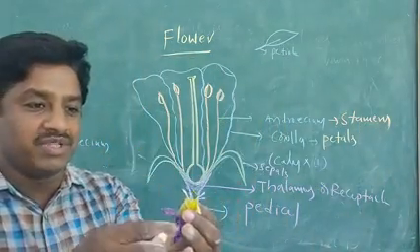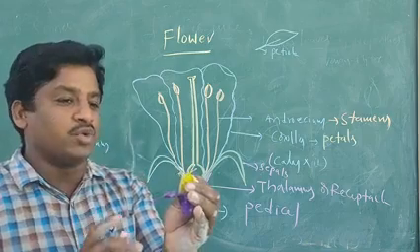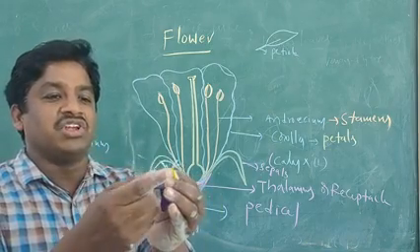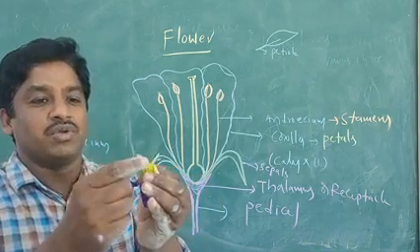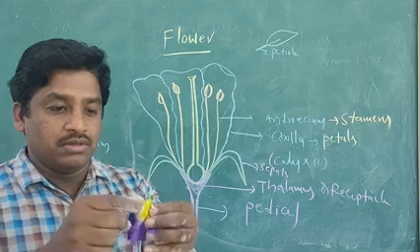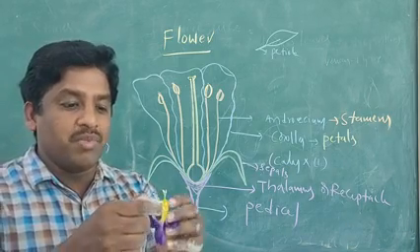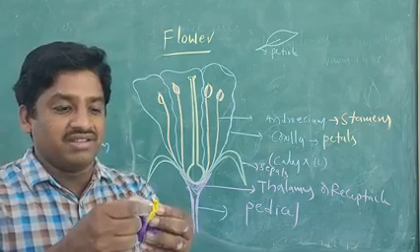Third circle, that means inside the corolla. The third row we call the androecium, consisting of a group of stamens. Here 1, 2, 3, 4 are present. These stamens are actually the male reproductive part of the flower.